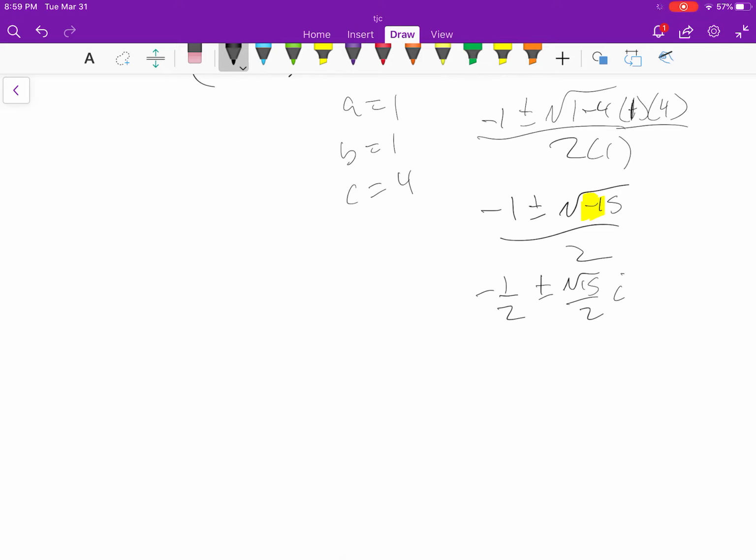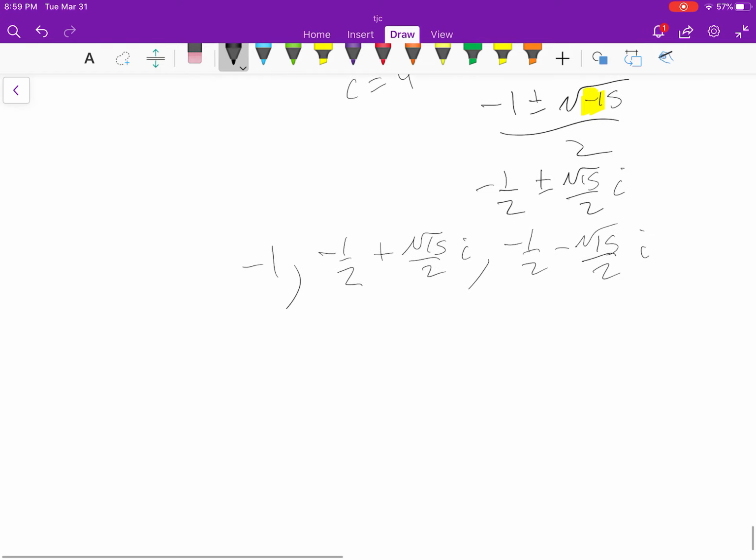Okay, so what are our solutions? Our zeros are negative 1, and then negative 1/2 plus square root of 15 over 2 i, and then negative 1/2 minus square root of 15 over 2 i. And we have found all the zeros for this. We've also found the factors.